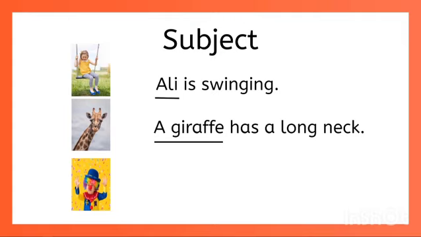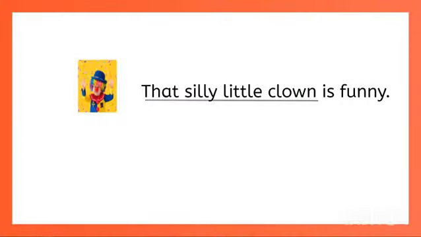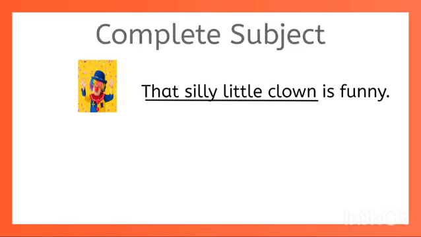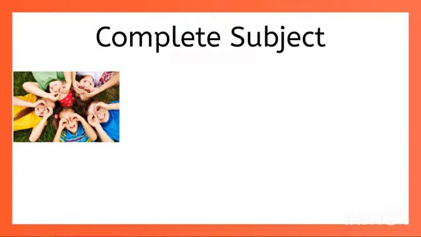Sometimes the subject contains even more words, like that silly little clown is funny. The subject is that silly little clown. 4 words. When we identify all of the words in a subject, we are identifying the complete subject. The complete subject is the noun with all of its modifiers. That, silly, and little are all words that modify or help describe the clown we're talking about. Let's identify the complete subject in these sentences.